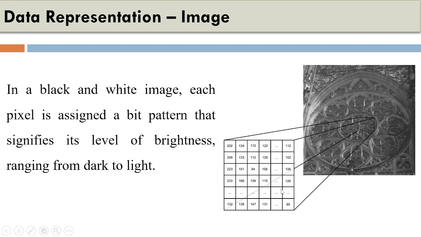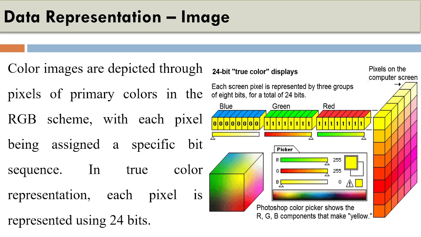Now this has been arranged in a matrix format. This actually ranges from a lower value to a higher value. Each value will represent the level of brightness of that particular pixel. Now, if we talk about color images, when we talk about true color, it is 24 bit.